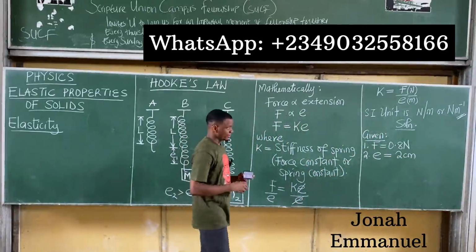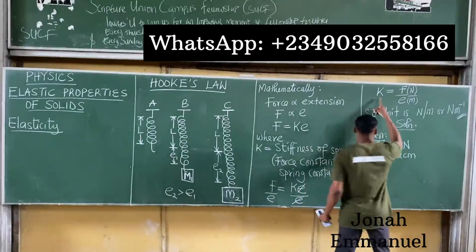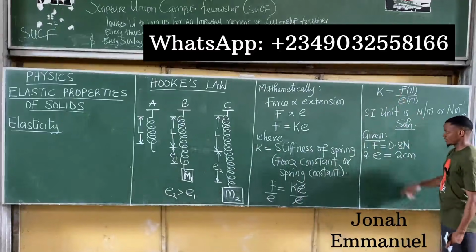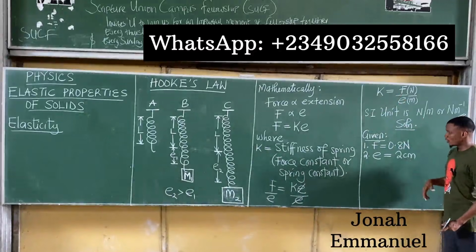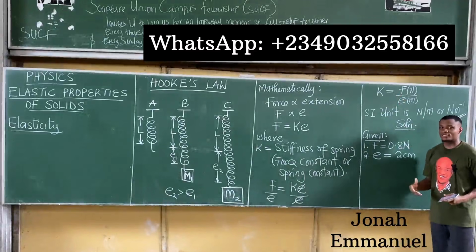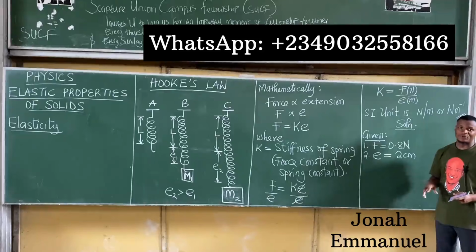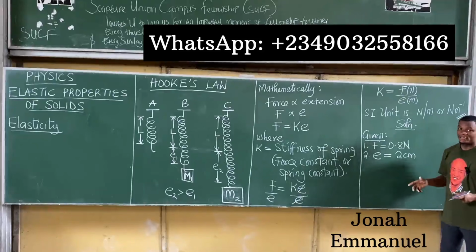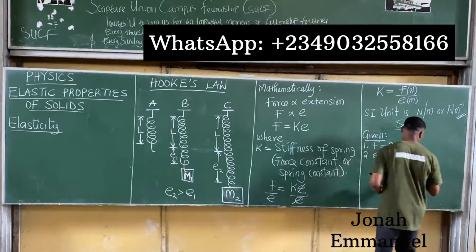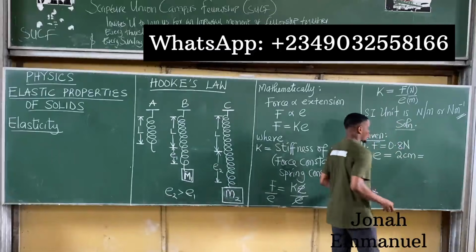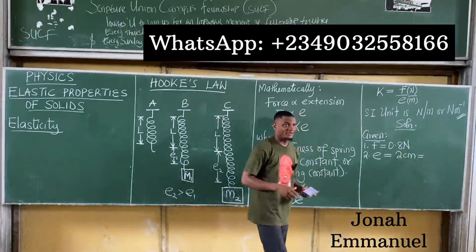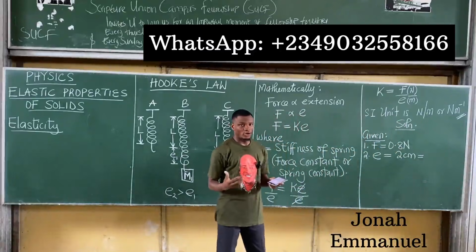We are asked to find the elastic constant of the spring. So this should be very easy. We said elastic constant K is equal to force over extension. Now it depends on your options. If your options are in Newton per cm, you don't have to convert. But in this case, my options are in Newton per meter. That means I have to convert the extension to meter. So how do I convert 2 cm to meters? We'll have to divide 2 cm by 100.